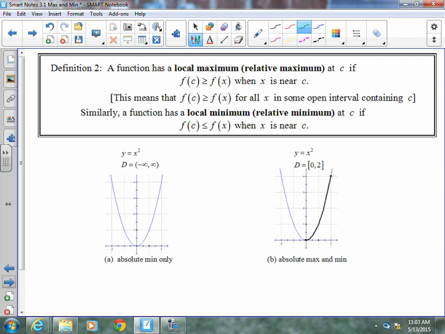So, notice this one only has an absolute minimum. That would also be considered a local min. This one has endpoints, so it has an absolute max at this point and an absolute min at this point, but no relative mins, because neither of those points is higher or lower than the points on either side, because there is not another side when your graph has endpoints and the graph ends.